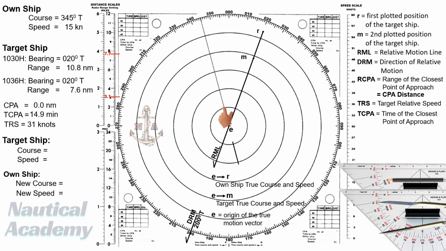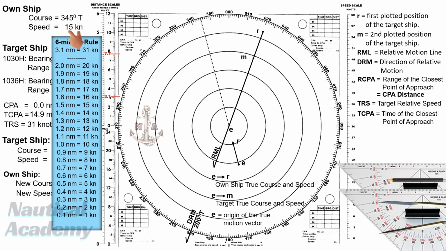The direction of the line is 345 degrees true, that is own ship true course. Let's mark the beginning of the line as point E. This point is the own ship position, while point R is somewhere above E. To determine the position of point R, we use own ship true speed. Using the 6-minute rule, if own ship has a speed of 15 knots, she traveled a distance of 1.5 nautical miles in 6 minutes. Another way to determine the distance traveled is by using this formula.